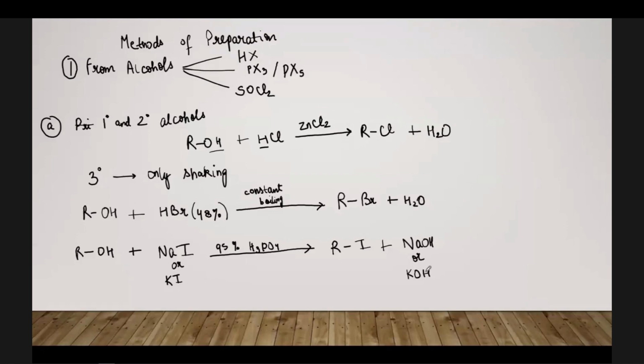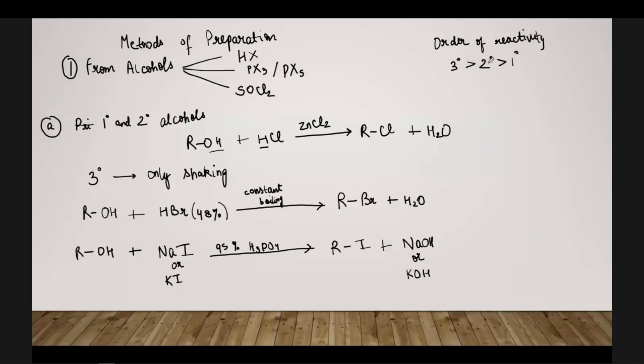So this was for the first category, and talking about the order of reactivity of these alcohols that we just studied, 1 degree, 2 degree, and 3 degree, the order of reactivity is: 3 degree is the most reactive type of alcohol, and 1 degree is the least reactive. Primary alcohols are least reactive. So this was all about the first category, that is the HX, the halogen acid category.